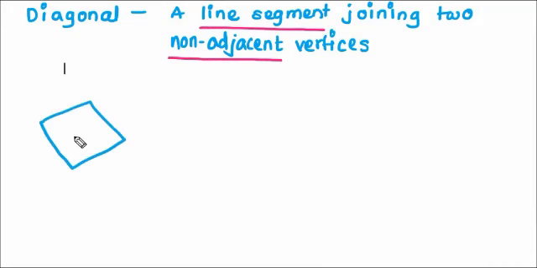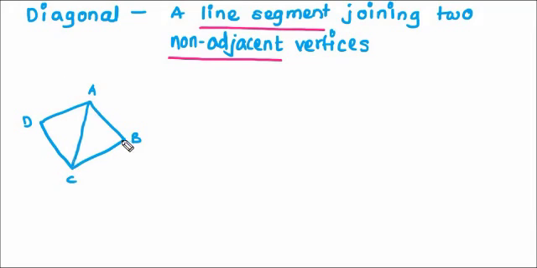Let's draw a polygon. So I have a quadrilateral A, B, C and D. Can I join AD to form a diagonal? No, because A and D are adjacent. Same way A and B are adjacent. But A and C are not adjacent. So if I draw a line segment joining these 2 points, this is a diagonal.